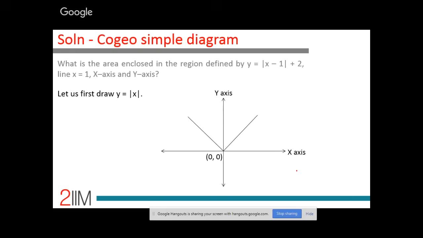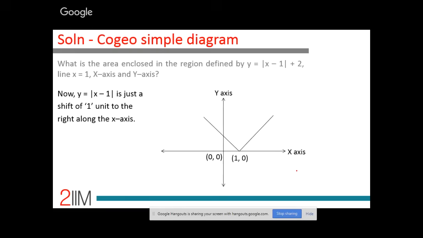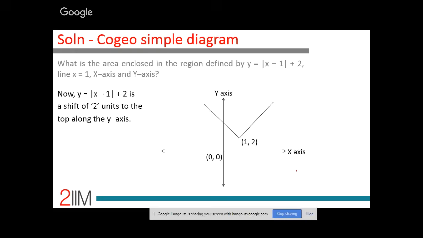Suppose we did y equal to modulus of x minus 1. What does all that mean? The whole thing will shift to the right by 1 unit. So y equal to modulus of x minus 1 will look like this. When x is 1, this will go to 0. We're shifting it right. Y equal to modulus of x minus 1 plus 2, that will go up like this. Now we can find the other points as well.